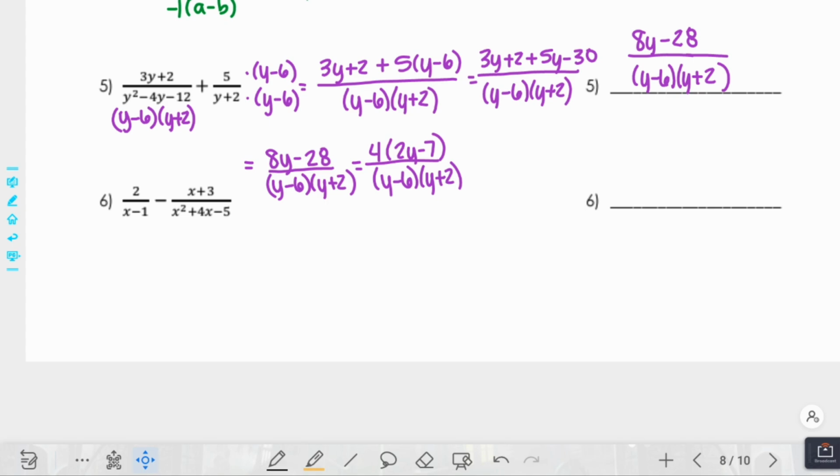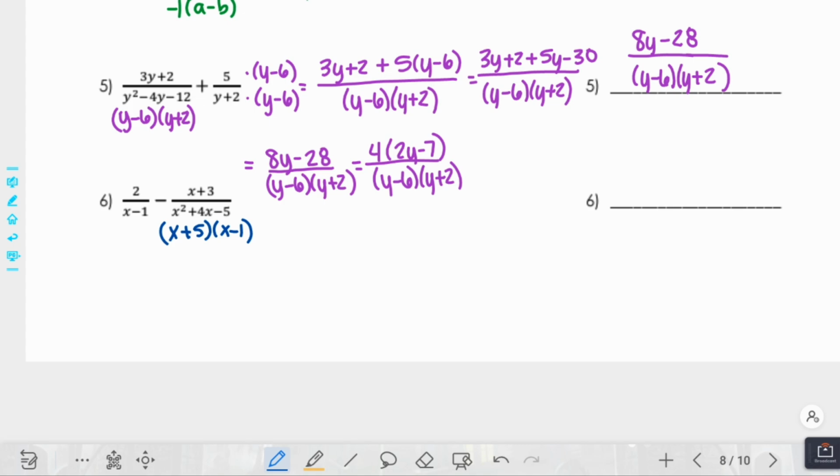For the last question on this page, we need to once again make sure we have common denominators. So for this one, I have an x minus 1, and on the one on the right here, I have an x plus 5 and an x minus 1. So I need to turn my first fraction into one that has a denominator of x plus 5 and x minus 1. So once again, just like on number 5, we need to multiply by a factor of 1.